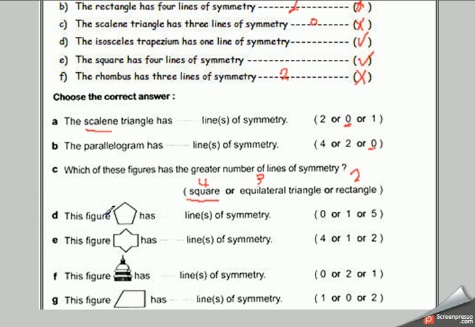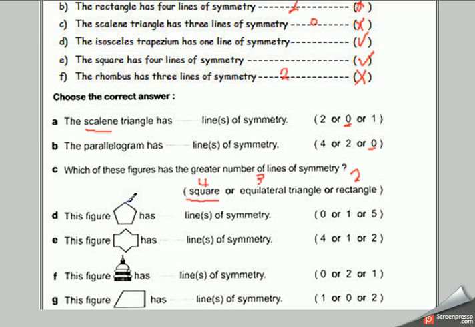Okay, what's this figure? You can see, pay attention with me. Count the number of sides to know what the shape is. 1, 2, 3, 4, 5. This is 5. What's the name of this shape? Who can tell me? This is a pentagon. Excellent. If I have a regular pentagon, I can say it has 5 lines of symmetry.